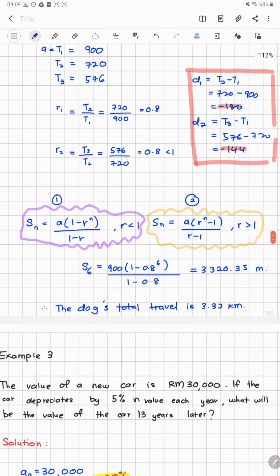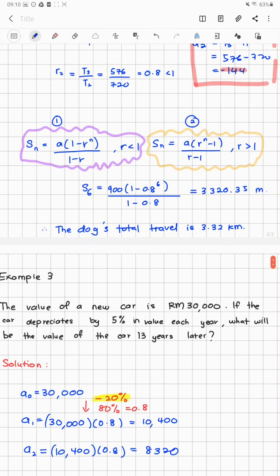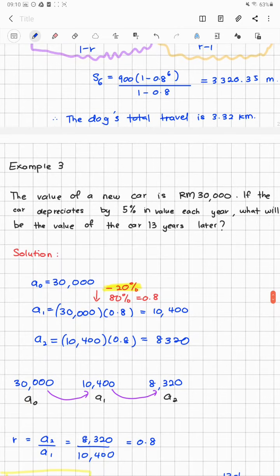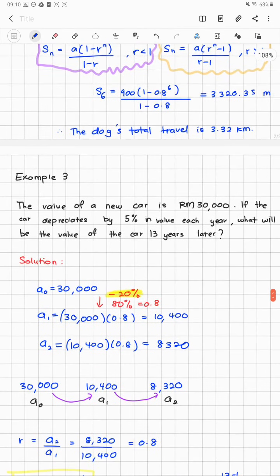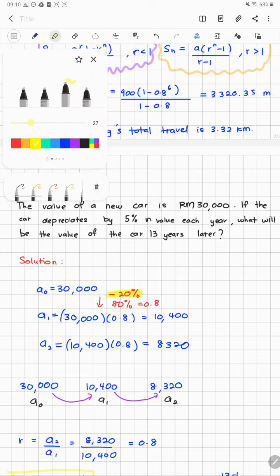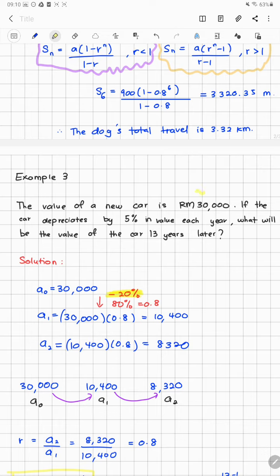Okay, they want us to find S6. So here is the answer. So let's look at example 3. Example 3: the value of a new car is 30,000. If the car depreciates by 5% in value each year, what will be the value of the car 13 years later? Okay, so let's highlight the important points. The value of the car is 30,000 and it depreciates by 5% in value each year. And then what will the value of the car be 13 years later?